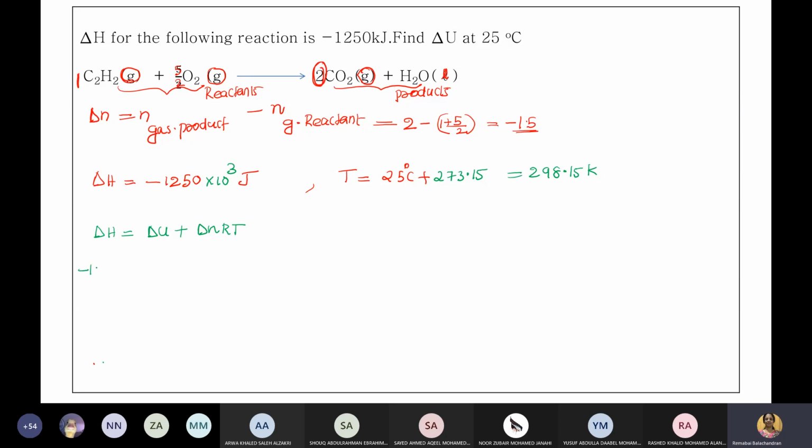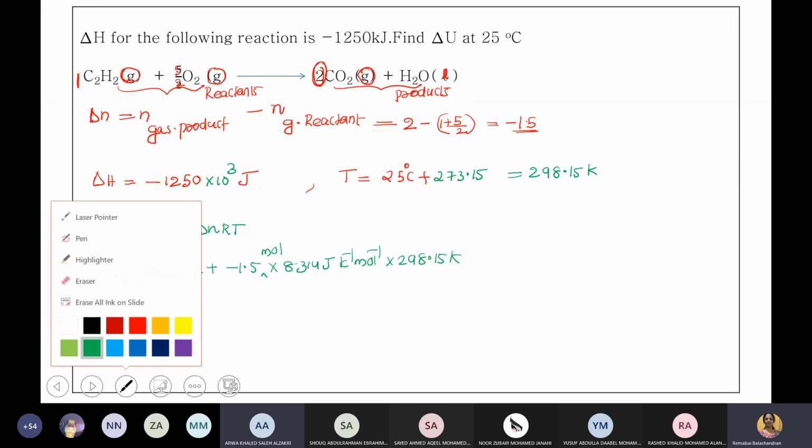Okay, so delta H is minus 1250 times 10 to the power 3 joules. Delta U we don't know. Delta n you know, minus 1.5 mole. The value of R is 8.314 joule Kelvin inverse mole inverse. Times T, 298.15 Kelvin. Kelvin inverse and Kelvin get cancelled. So R is in joules.